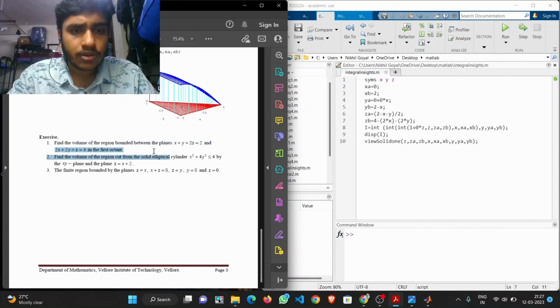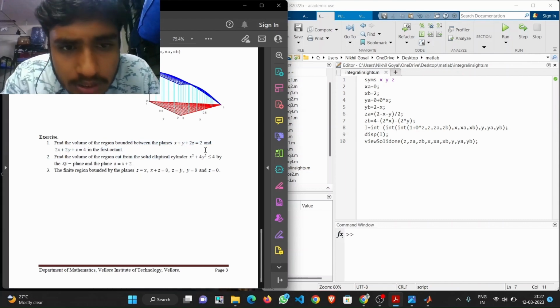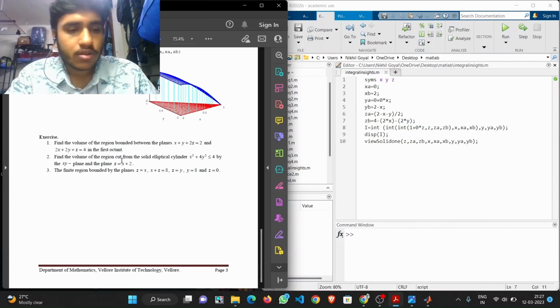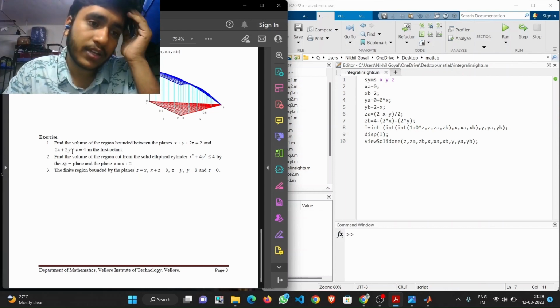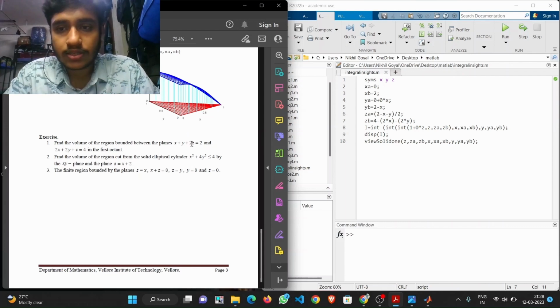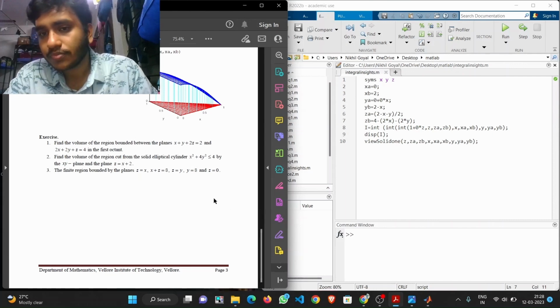Find the volume of the region bounded by the planes x plus y plus 2z is equals to 2 and 2x plus 2y plus z is equals to 4 in the first octant. So here we need to find the limits first. From the equation 2x plus 2y plus z is equals to 4, we can find the limits of z, that is 4 minus 2x minus 2y, and from here we can write z is equals to 2 minus x minus y whole divided by 2. Now if we put x is equals to 0, y is equals to 0, we'll get to know that this function, x plus y plus 2z is equals to 2, is the lower limit, and this one is the upper limit.